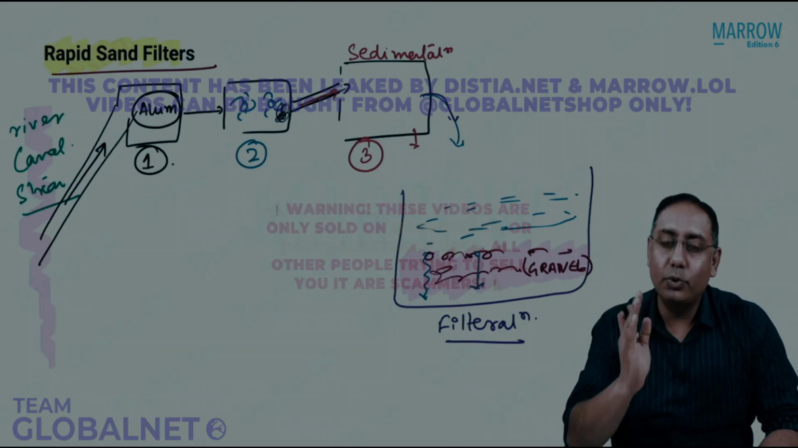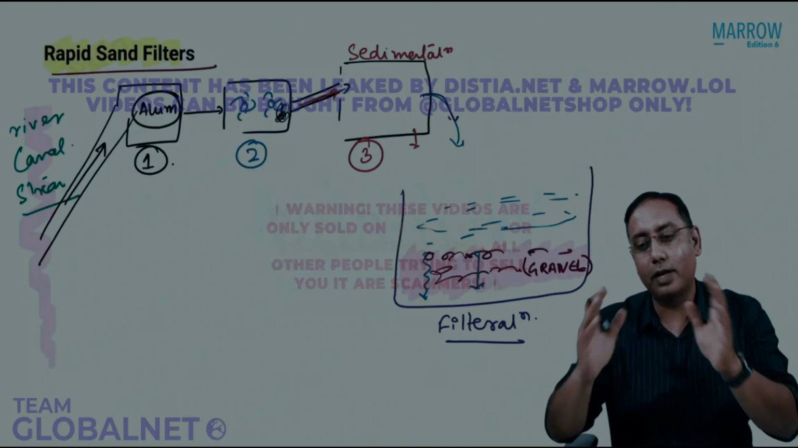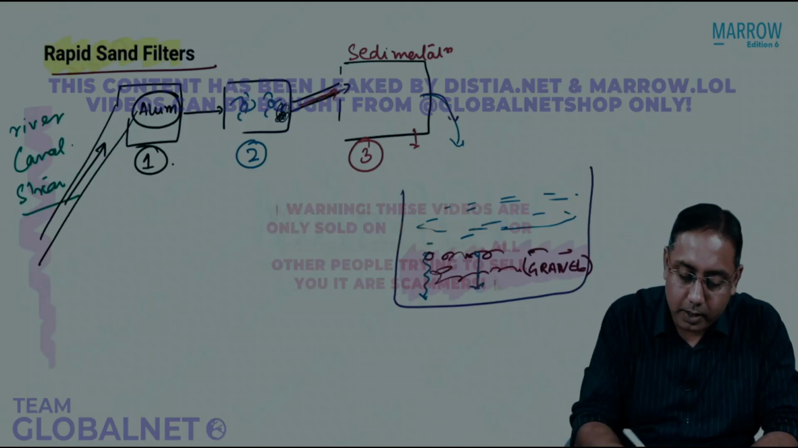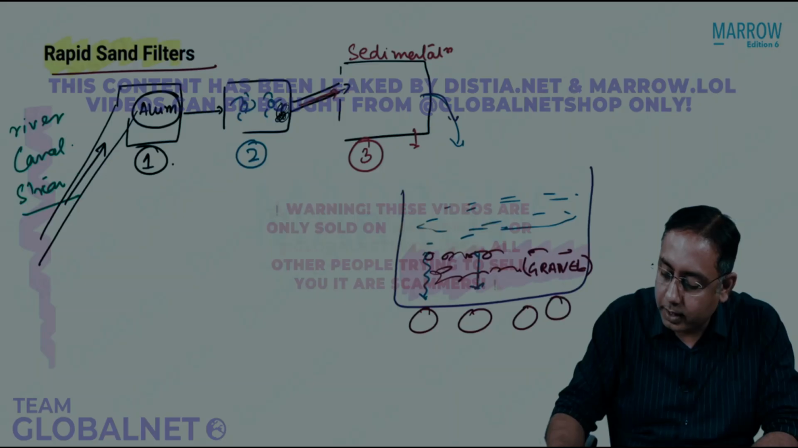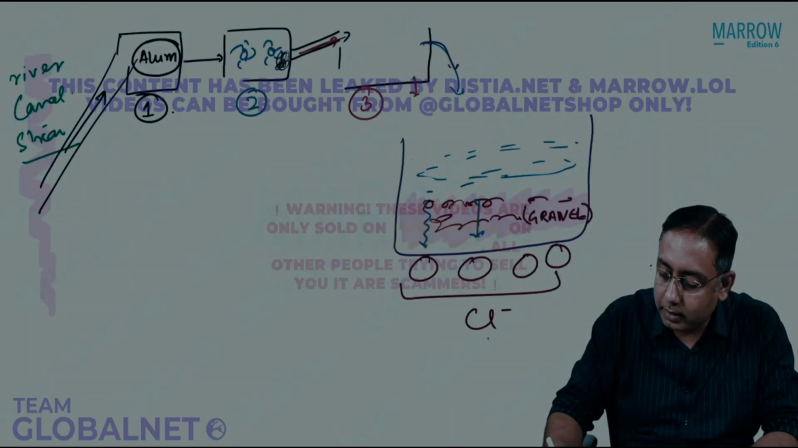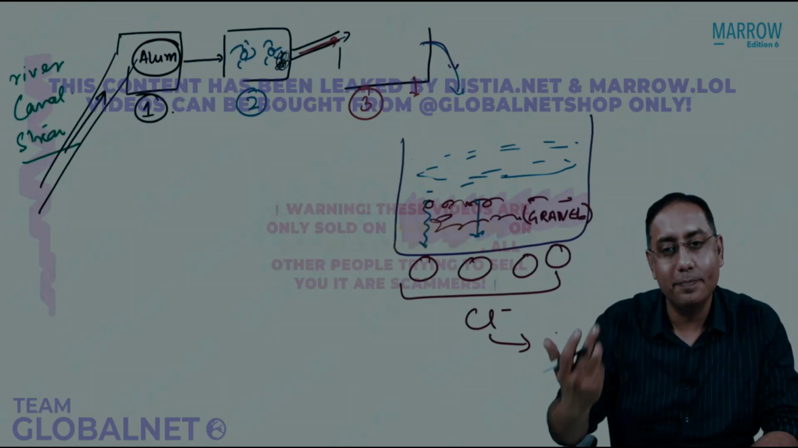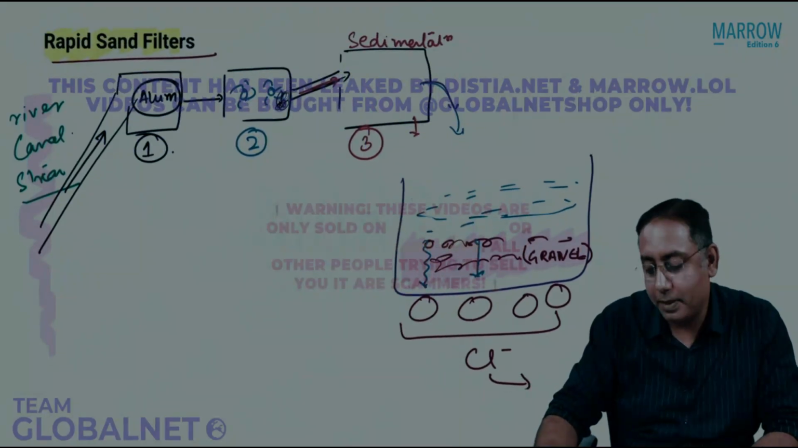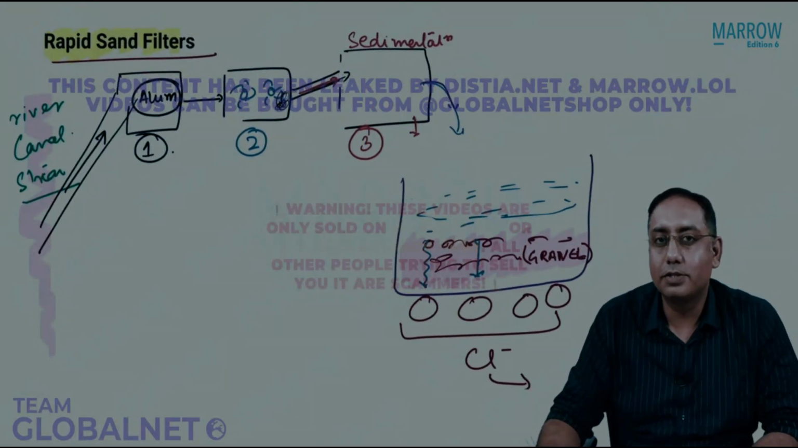And once it percolates, we believe that probably God has made this mechanism. Now we are going to collect the water. Once you collect the water, you chlorinate the water and you give it to your home. Simple. This is what a rapid sand filter is. Are we getting it? So simple to understand.